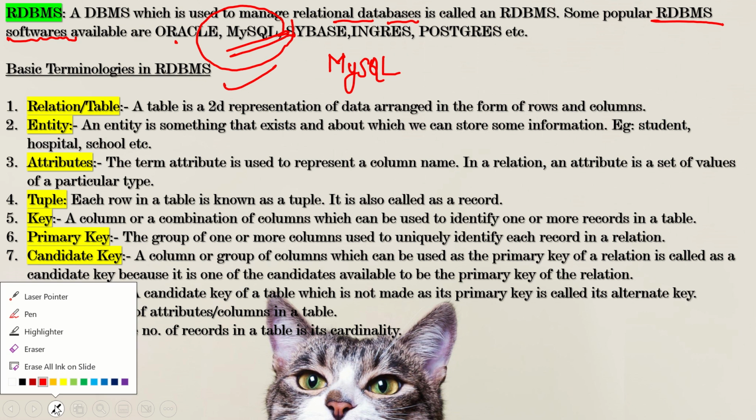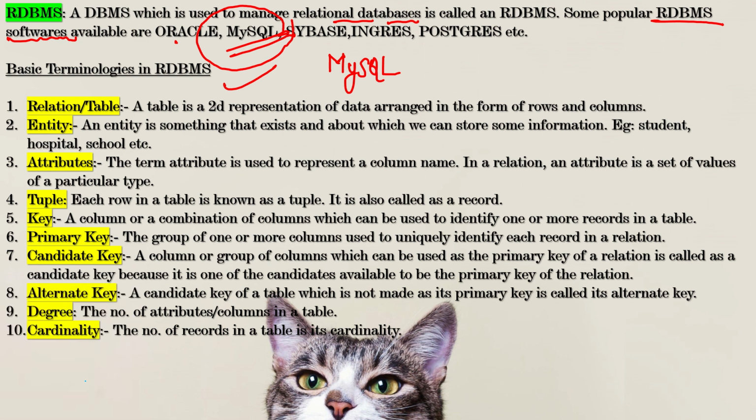Let me take some other color, let us go for blue. Okay. Relation or a table. I told you before that a relation is nothing but a table, right. So, a relation or table is a 2-dimensional representation of data arranged in the form of rows and columns.